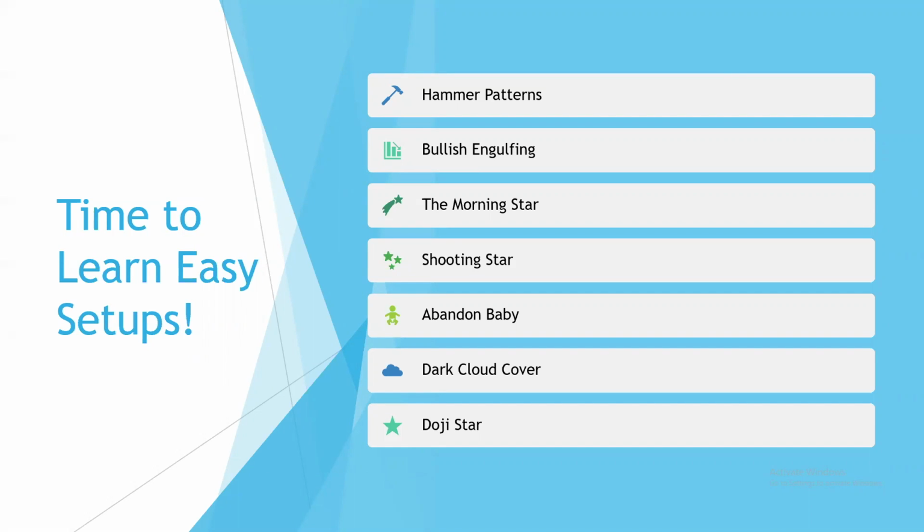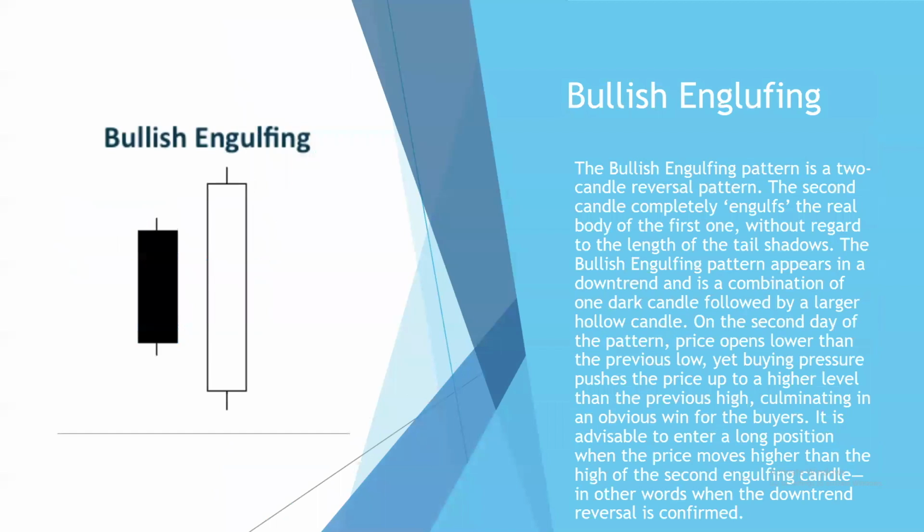So let's make sure that we are on top of this, guys. We have our hammer pattern, some bullish engulfing, the Morningstar, shooting star, the abandoned baby, dark cloud cover, and Doji Star. These are all very important patterns, very popular patterns that I think you guys should know. All right, so what should we focus on? Well, the first one we're going to be diving in, guys, is going to be this bullish engulfing pattern.